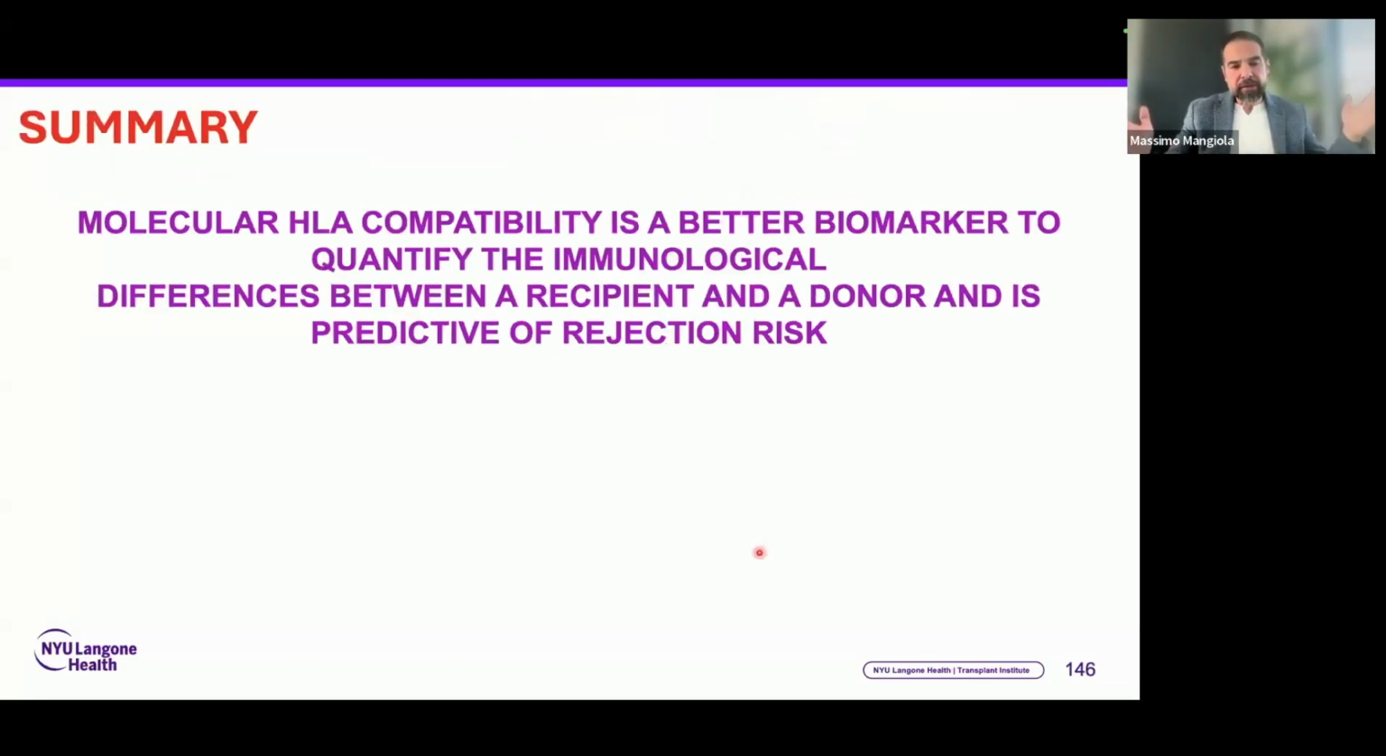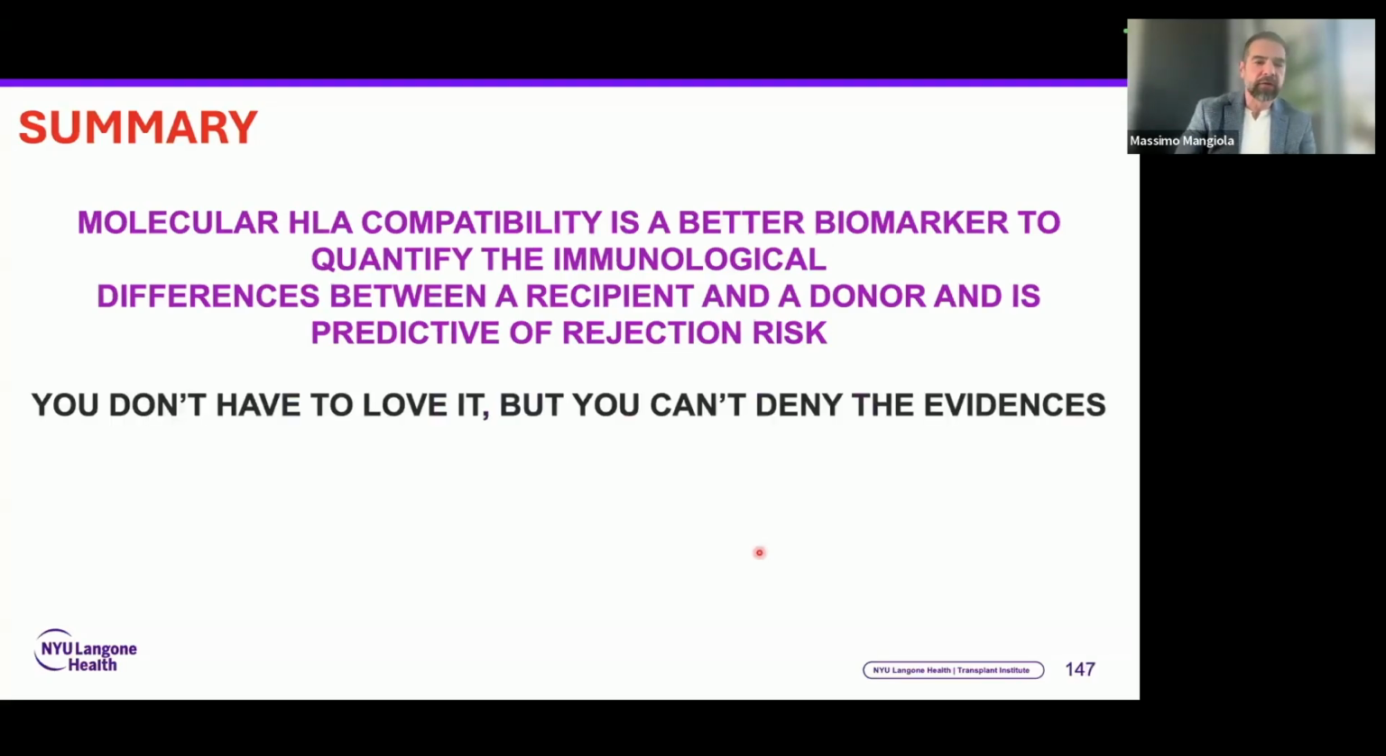So I guess with all this, I was able to convince you that molecular compatibility is the better way of defining compatibility between a patient and donor because of its very evident correlation with the risk of rejection. And I don't think you need to love it, absolutely far from it. But I think you can't deny the evidence.